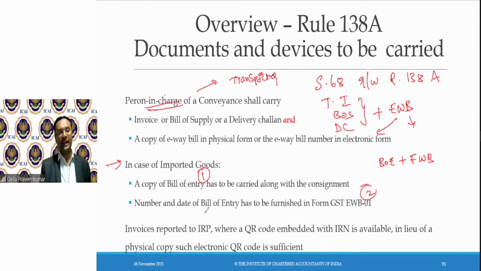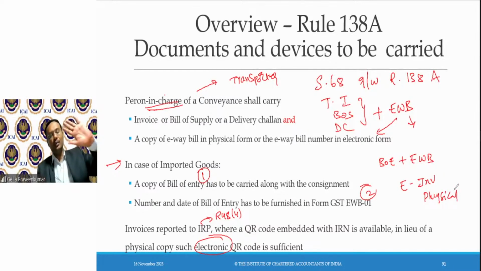Invoice is reported to IRP under Rule 48. Rule 48, sub-rule 4, where a QR code is embedded with IRN available, instead of a physical copy, electronic QR code is sufficient. The law says that whenever an e-invoice is prepared, a physical copy is not required. An electronic copy is good enough.